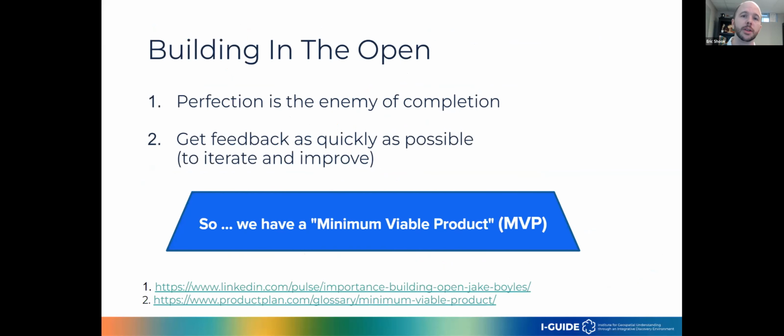Another kind of goal that we've developed as a project is really building in the open. This is driven a bit more by what you see in startup and business culture, where perfection is the enemy of completion. As academics, we can all agree that many of us are perfectionists, and that leads to slower progress, because we're not willing to share things with the community until they're absolutely perfect. That can really hurt in terms of getting feedback as quickly as possible.